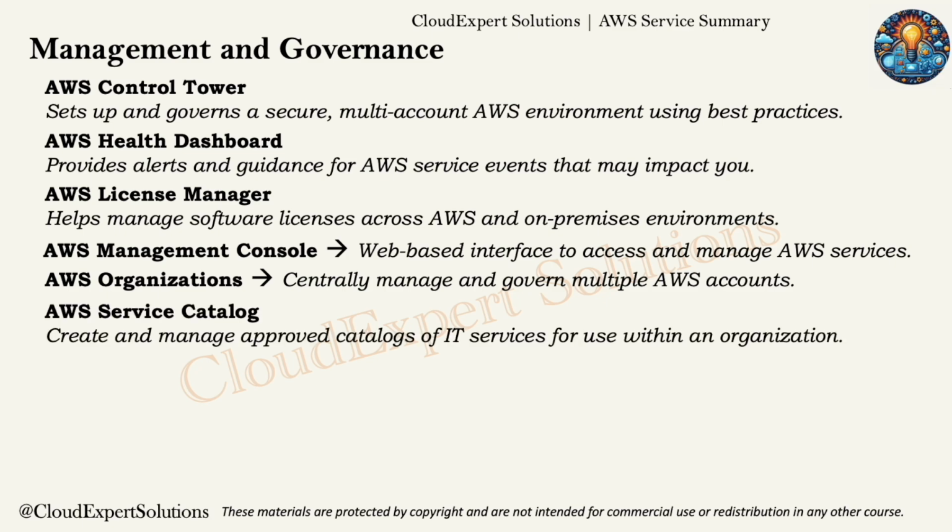Then we have AWS Service Catalog. AWS Service Catalog creates and manages approved catalogs of IT services for use within an organization. AWS Service Catalog can be used to standardize and control provisioning of resources.